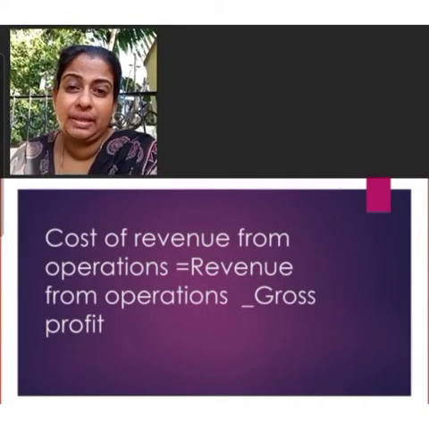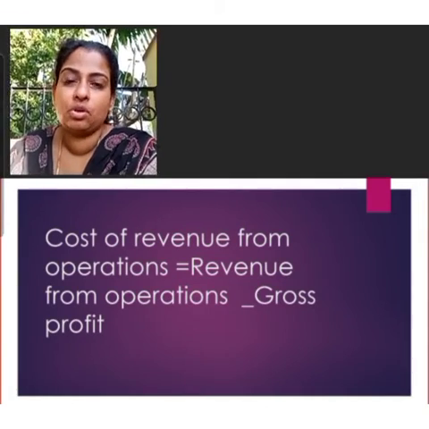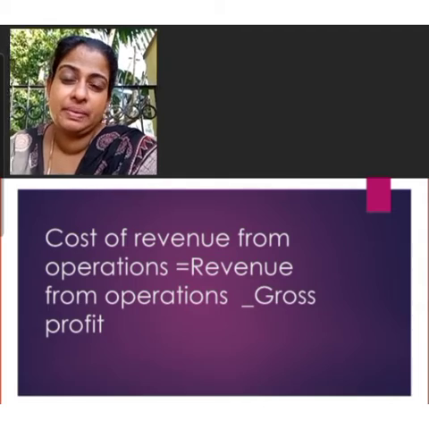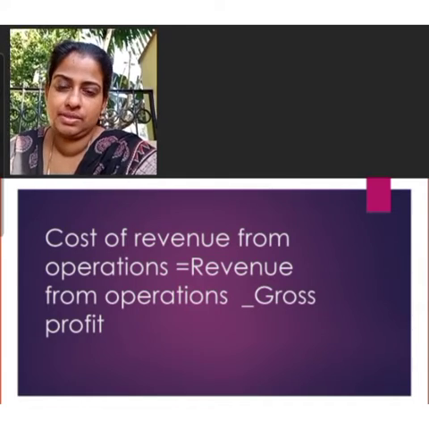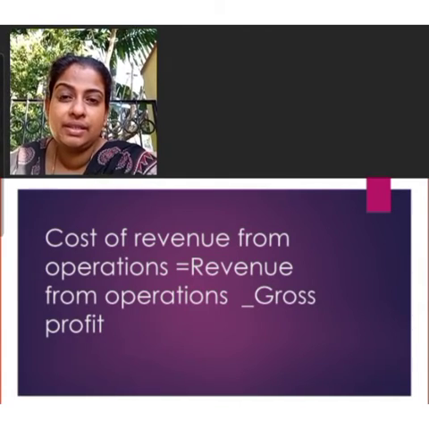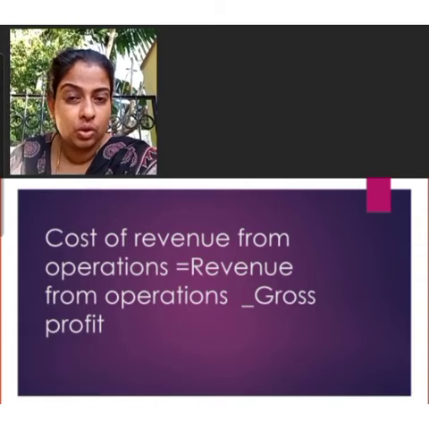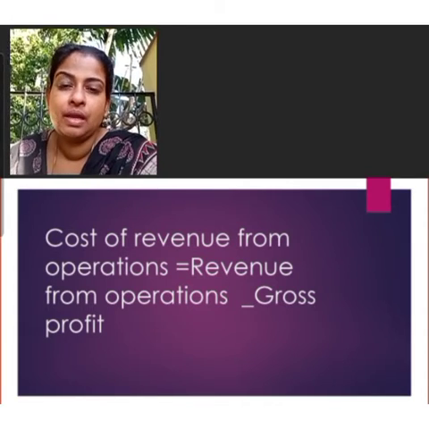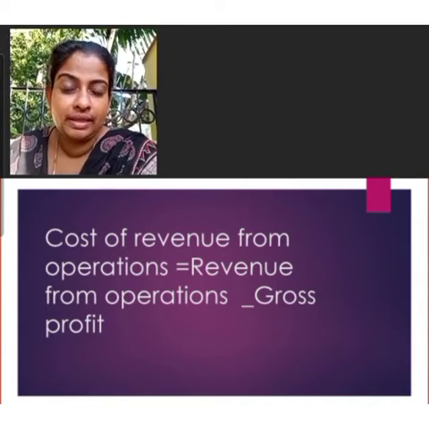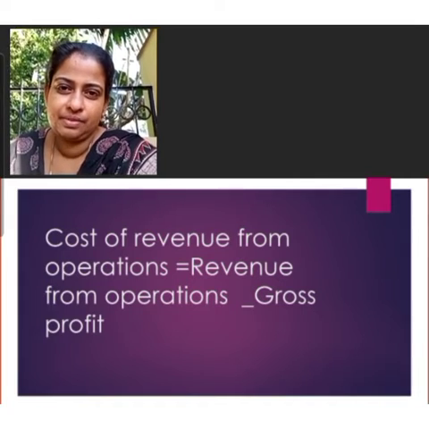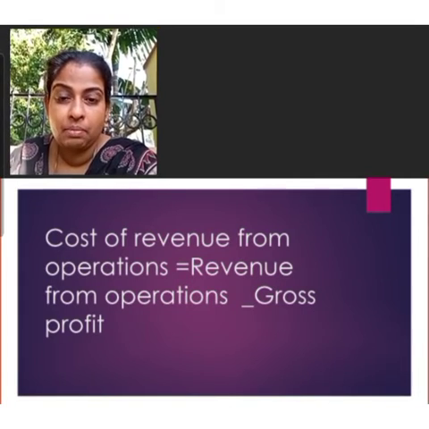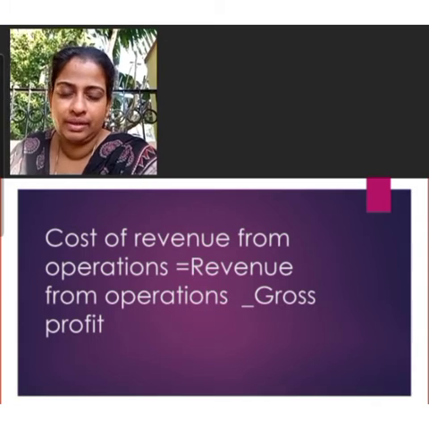There are two methods for calculating the amount of gross profit. The first method is by preparing the trading and profit and loss account. For calculating the amount of GP, or gross profit, first we want to record the transactions on the debit side and the credit side. The first step is to record the amount of opening stock on the debit side.